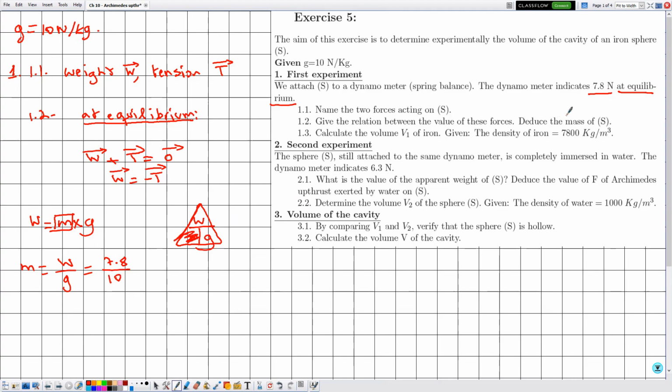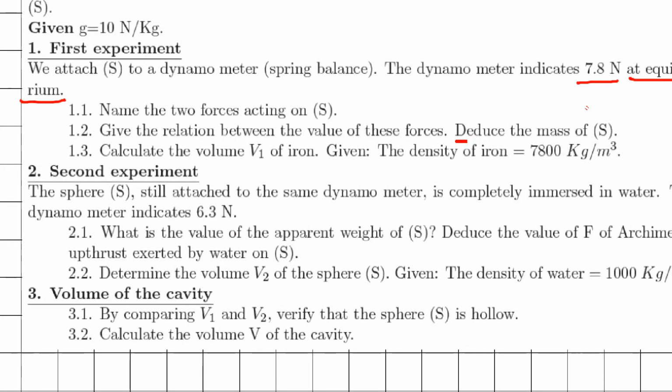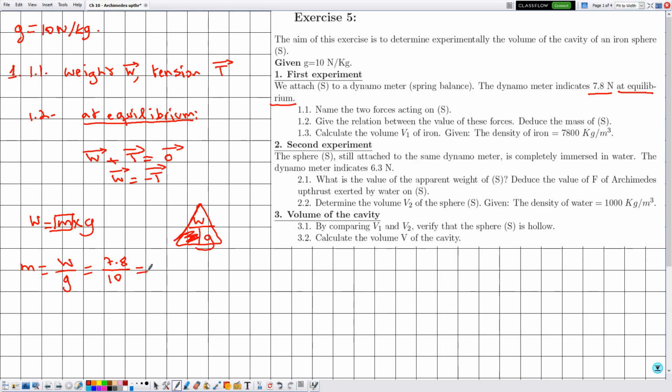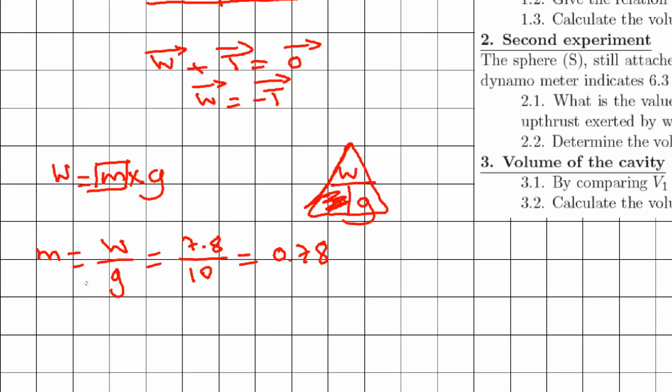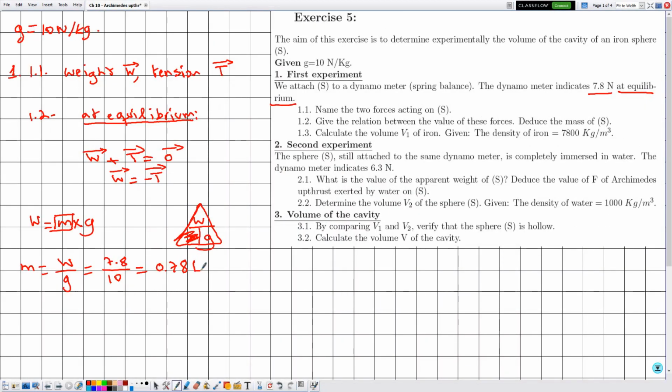This is what is meant by deduce. So plugging this fraction on the calculator, it will give us 0.78. Since both W and G are in the SI, the value of M is in the SI, which is kilograms. Then the mass of this sphere is given by 0.78 kilograms. So now we have that the value M is given by 0.78 kilograms.